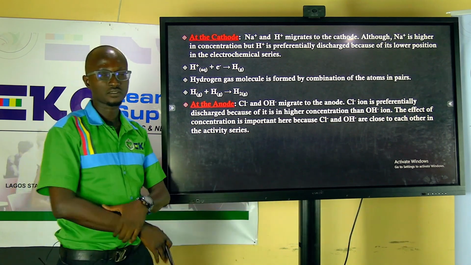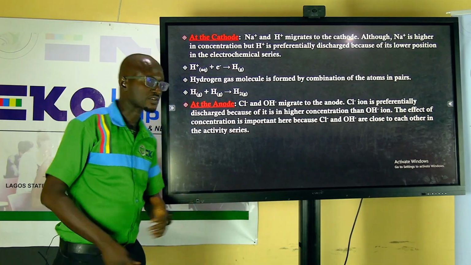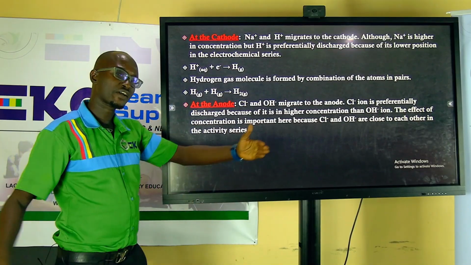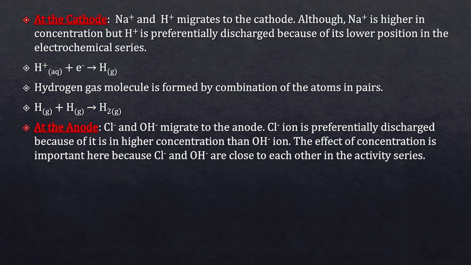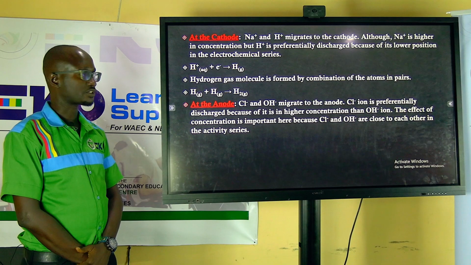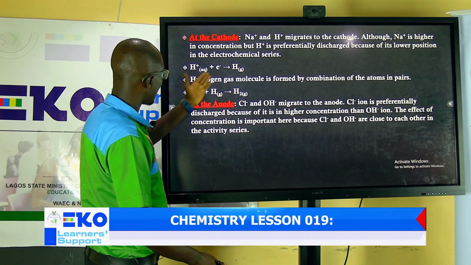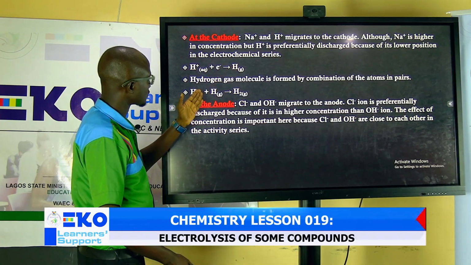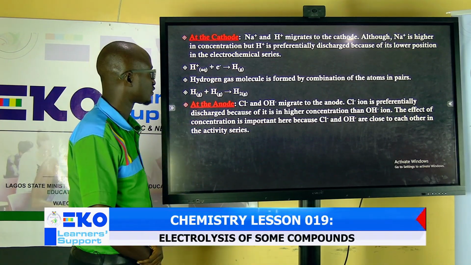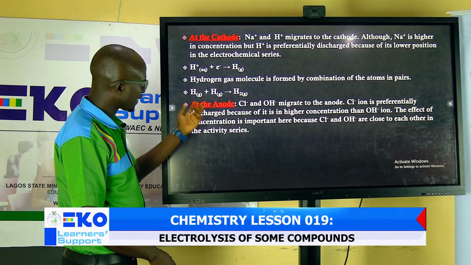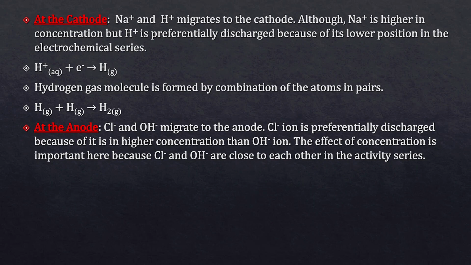Probably one ion or two ions is separating them. But when the distance is very far, just like it is for sodium and hydrogen, then it is hydrogen that will be discharged. So hydrogen is discharged here. And of course, hydrogen cannot stay alone. So hydrogen will pair with a hydrogen to give you hydrogen gas.